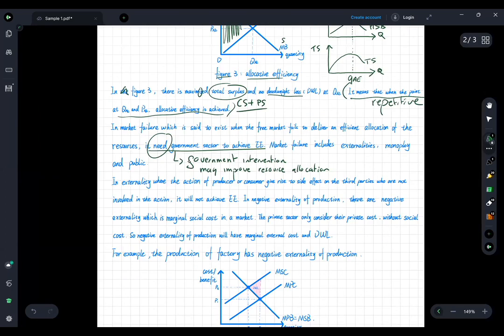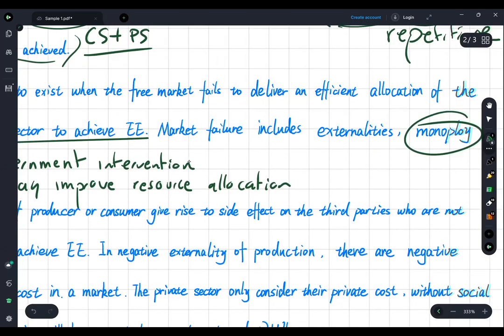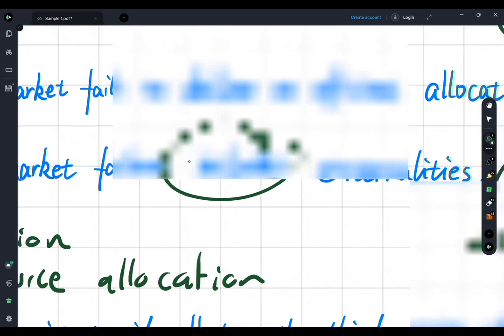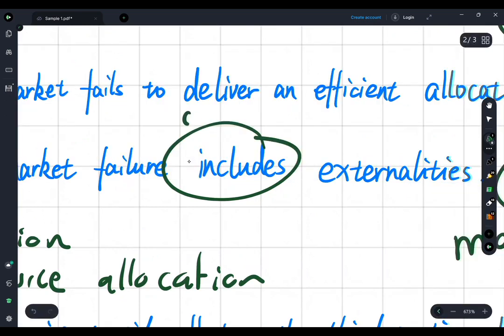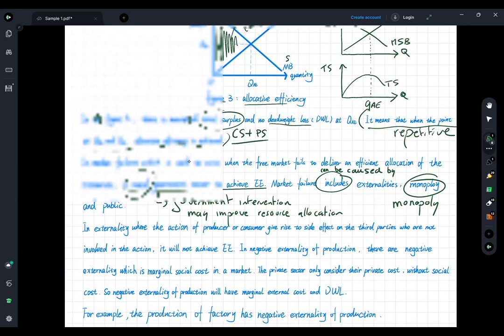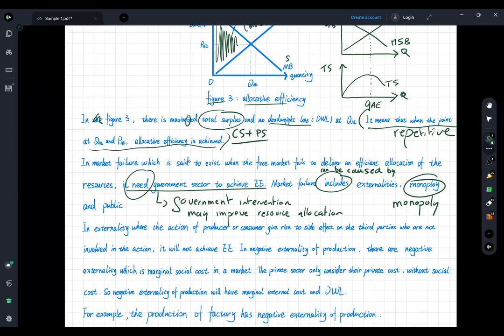Again, there is another spelling mistake on an important keyword, monopoly. So that's not okay to make spelling mistakes on keywords. Rather than includes, I would say, because here the student is listing the different possible causes, right? So I would say market failure can be caused by externalities, and so on, okay? Rather than just includes, to be more specific. Okay, so that's pretty good. We have a good definition of market failure.